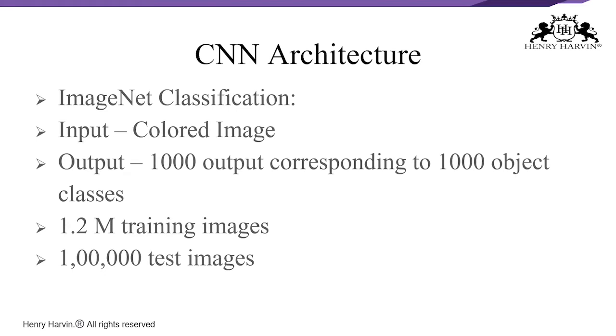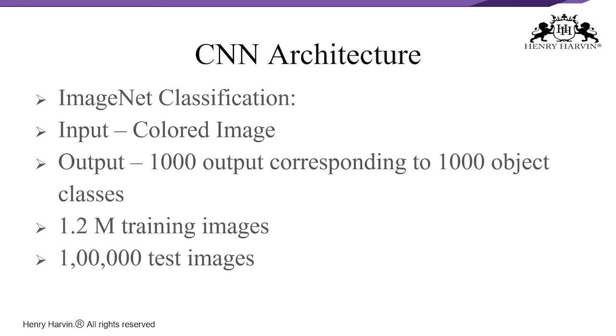The second one we are going to look into is the ImageNet classification case study, which is provided by the Annual World Cup for CV. In this case study, the input is a colored image, and the difference from the last one is that it has a massive output, because it has 1,000 outputs corresponding to 1,000 object classes. The training images number 1.2 million, and it has around 1 lakh test images.